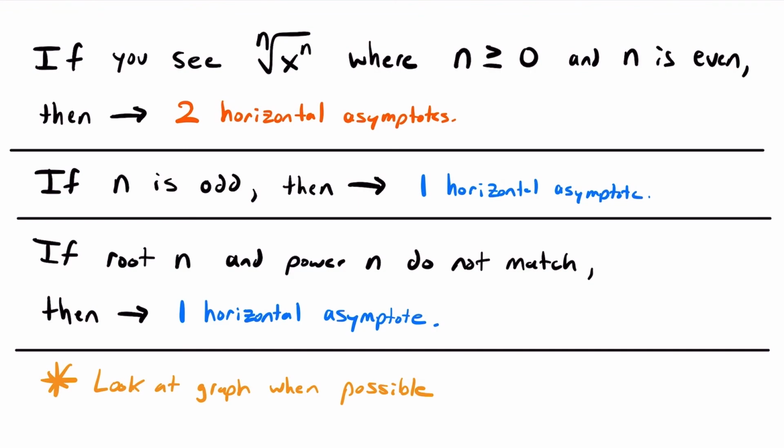But of course, if you are ever stuck and you're not sure what to do, and you have access to the ability to graph the function, whether that be in a graphing calculator or you're somehow able to graph it by hand, I would always recommend that you look at the graph because that will always help confirm how many horizontal asymptotes a function has.